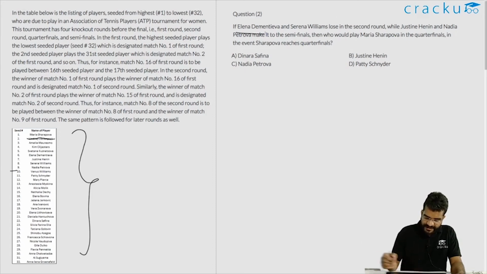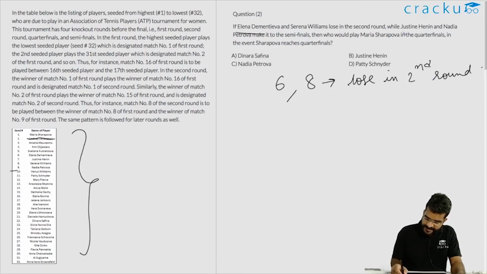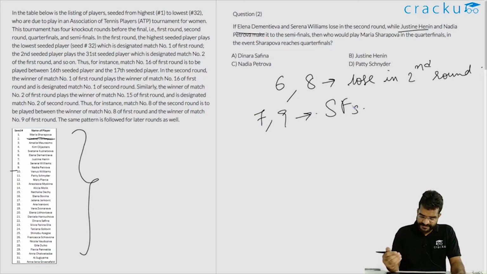If Elena Dementieva and Serena Williams lose the second round, let us first check what is the seed ranking of Elena. Elena is 6. So 6, and what is Serena's ranking? 8. 6 and 8 lose in the second round, while Justine Henin and Nadia Petrova, what is Justine Henin? Justine Henin is 7 and Nadia Petrova is 9. They make it to the semifinals. So they won the first round, second round and quarterfinals. Then who would play Maria Sharapova in the quarterfinals?